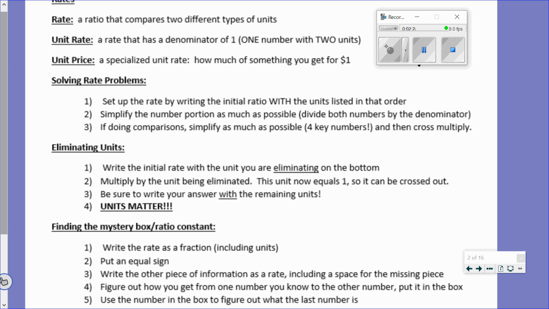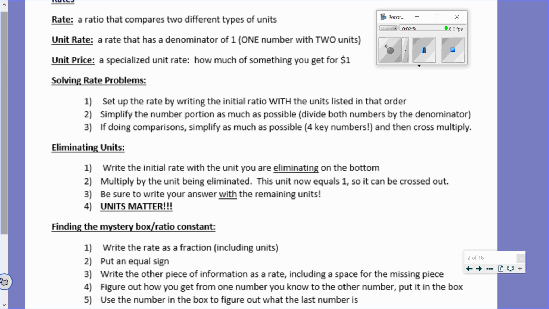So just as we did with ratios, we did it as it was written in English, right? We translated it directly to math. We're going to do the exact same thing with rates. As it's written in English, you're going to do that. The difference is, now not only am I going to have two numbers that I'm going to put into a fraction, I'm also going to have two units that I'll put into a fraction.